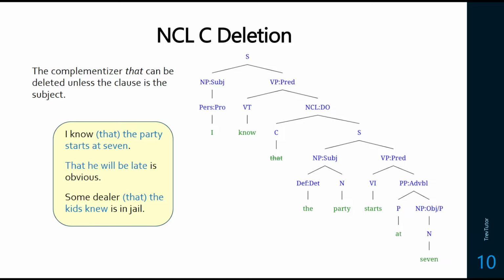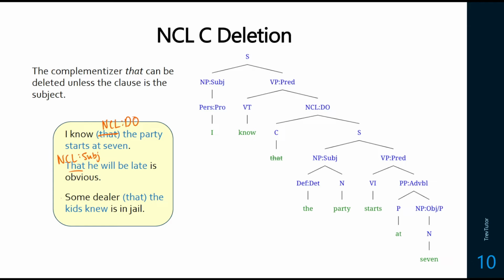So we don't need to say, I know that the party starts at 7, because this is a noun clause direct object. We can just eliminate that. But that he will be late is obvious. We have a noun clause subject in this case, so we need that. And this is good for the brain because it's saying, hold on a second, I'm using a sentence as a subject. So when I say he will be late, you don't think that's the complete thought.